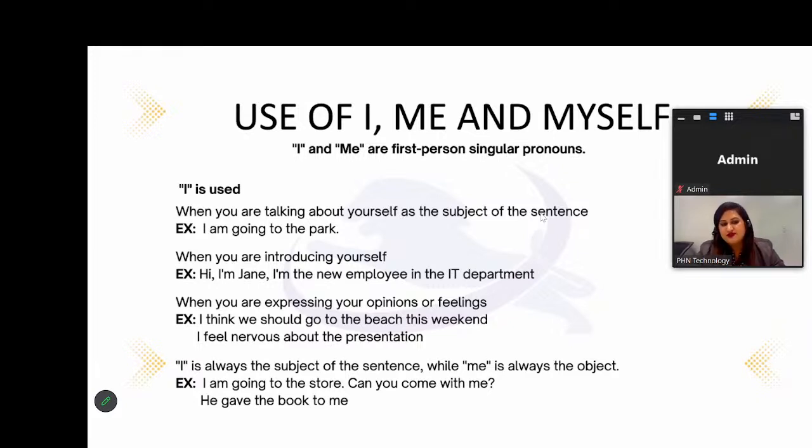I is always the subject of a sentence, while me is always the object. Okay, for example, I am going to the store. Can you come with me? Okay, he gave the book to me. Now we're talking about two nouns here. Like, I am going to the store. Now you're talking about yourself. Can you come with me? Again, it's yourself. So it is going to work in the same way.